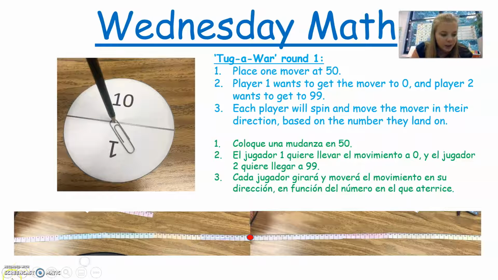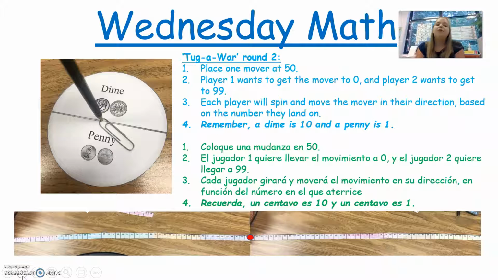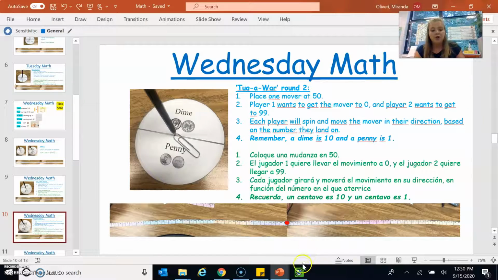And round 2, I'm just going to explain really quick before I show you. Round 2 is the same, except we're going to use dimes and pennies, okay? So you're going to start at 50 again. You want to get the mover either to 0 or 99. If you land on a dime, remember a dime equals 10, so you get to move it 10 spots in your direction. If you land on a penny, remember a penny is 1, so you get to move it 1 spot in your direction. All right, now I'm going to show you how to play.